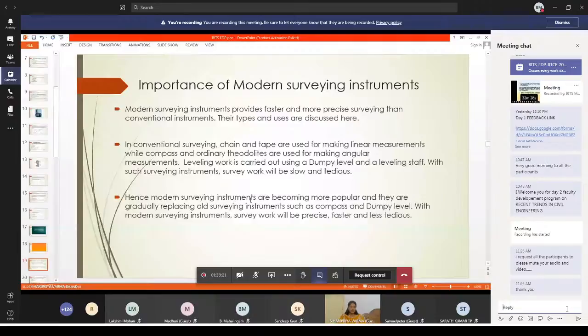Coming to the first one, EDM, electronic distance measurement instruments. The direct measurements of distances and directions can be obtained by using electronic instruments that rely on propagation, reflection, and reception of either light waves or radio waves. They may be broadly classified into three types. The first one is the infrared wave instruments, second one is the light wave instruments, and third one is the microwave instruments.